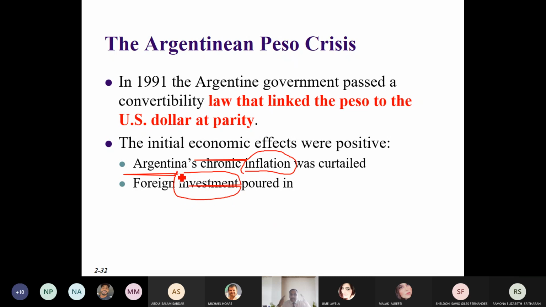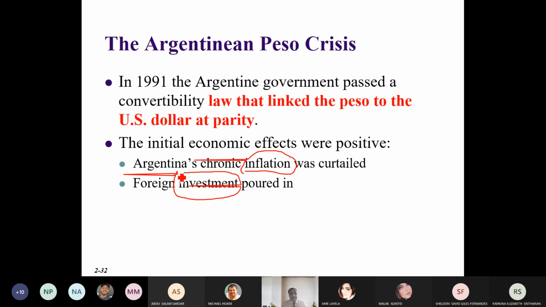Because the moment the peso strengthened because of the rise in the dollar, the Argentinian economy was considered one of the stable economies, and foreign investors from other parts of the world and from the region moved to Argentina and started investing there. So these were the two achievements. The government of Argentina, because of this attachment of the peso to the dollar, was able to control inflation and to attract more foreign investment.